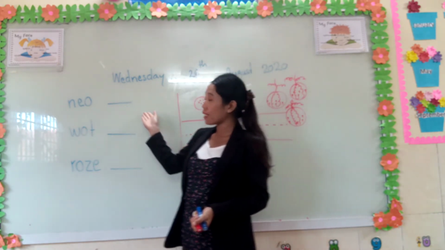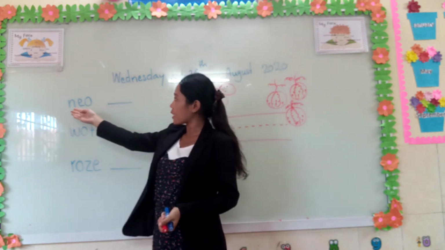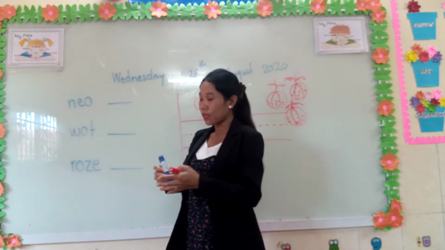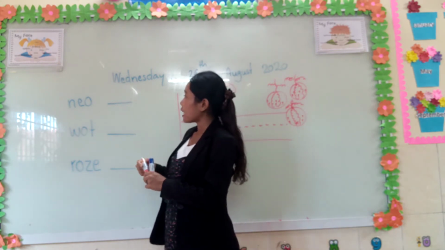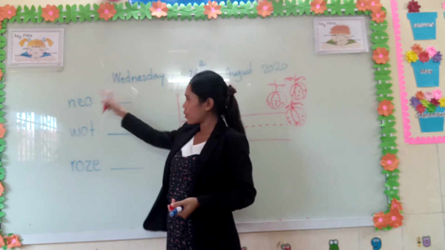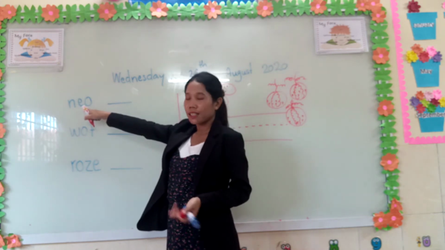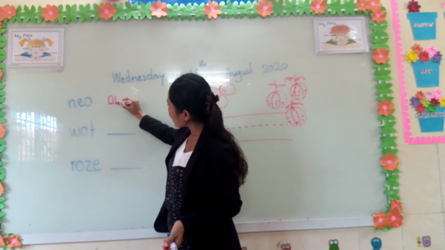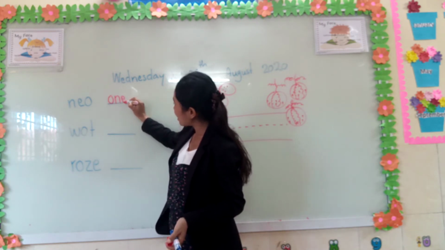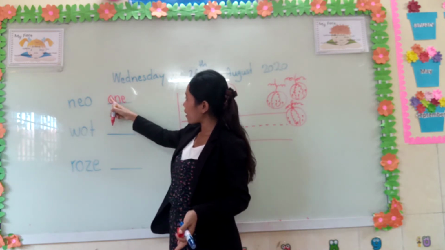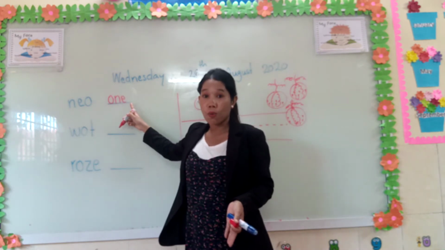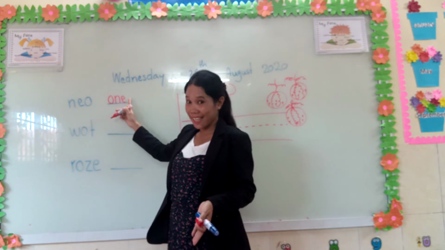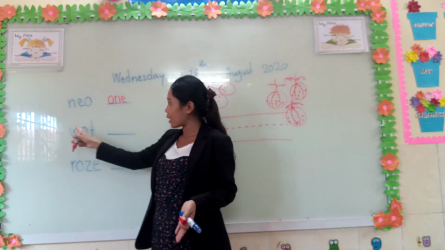Okay, look at the whiteboard. Do you see teacher has N-E-O? So it's jumbled. Can you put it in the correct word? N-E-O. Can you say the word? No, right? So if you put the letters O-N-E, you can say one, right? One spells O-N-E.